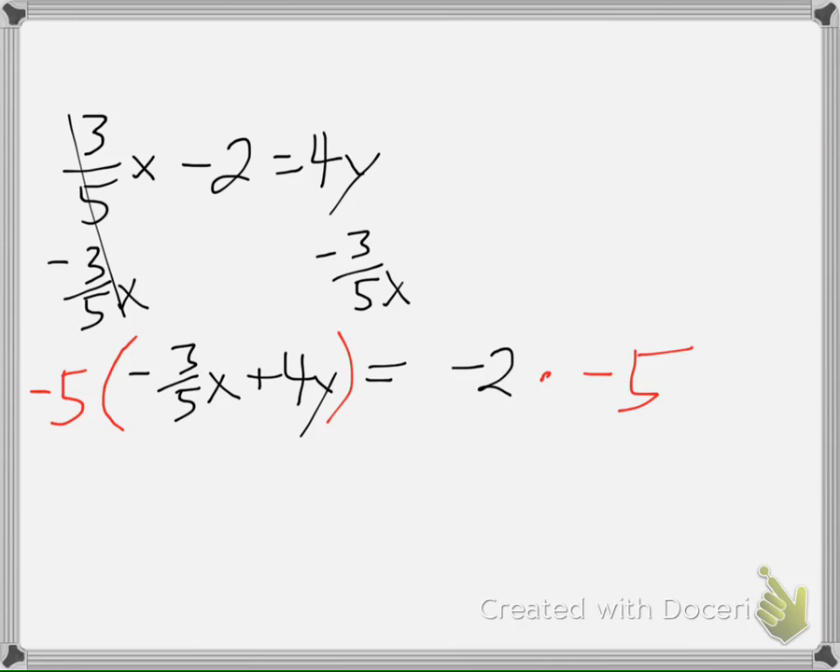this times this is 3. Remember, if you multiply a fraction by its denominator, then your answer is the numerator. But since it's a negative times a negative, it will be a positive. So this will be 3x. Now remember, you still have to multiply negative 5 times everything. So negative 5 times 4y is negative 20y. So it will be minus 20y. And then negative 2 times negative 5 gives us positive 10.